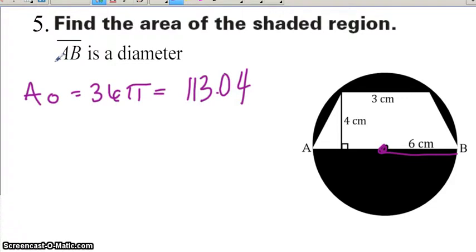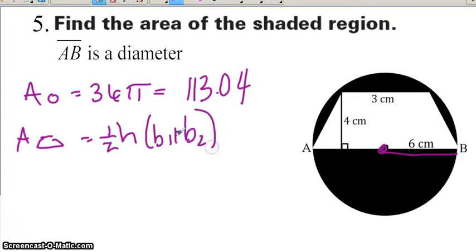Then what's the shape inside? So hopefully you realize it's a trapezoid. So if I'm finding the area of the trapezoid, then I'm going to take 1/2 the height times base 1 plus base 2. And how am I going to know these? You're not, but you're going to have your formula sheet, so you would be fine.